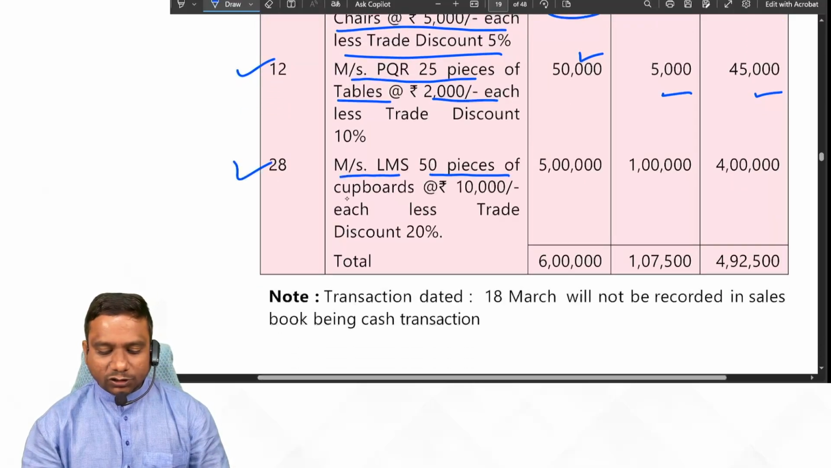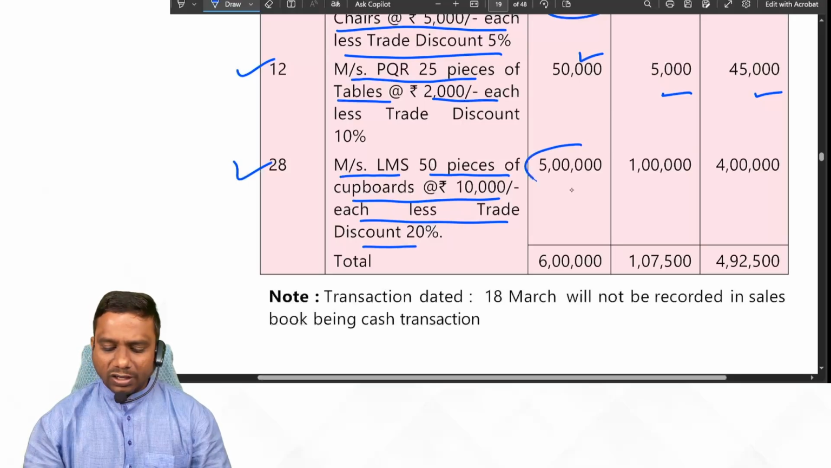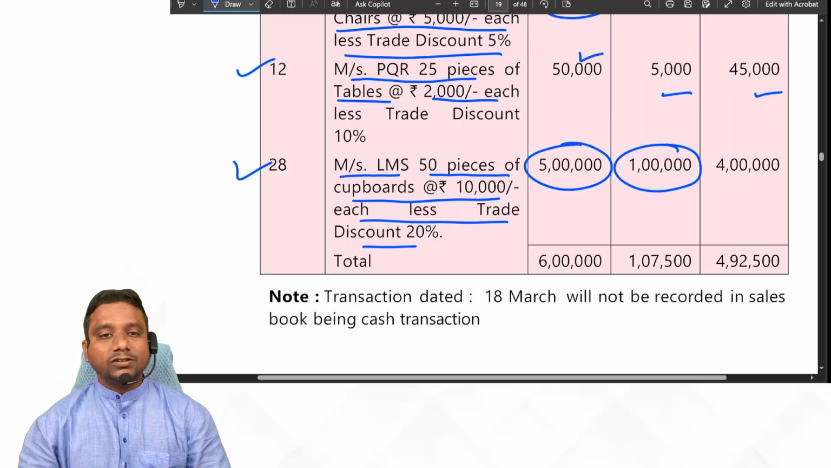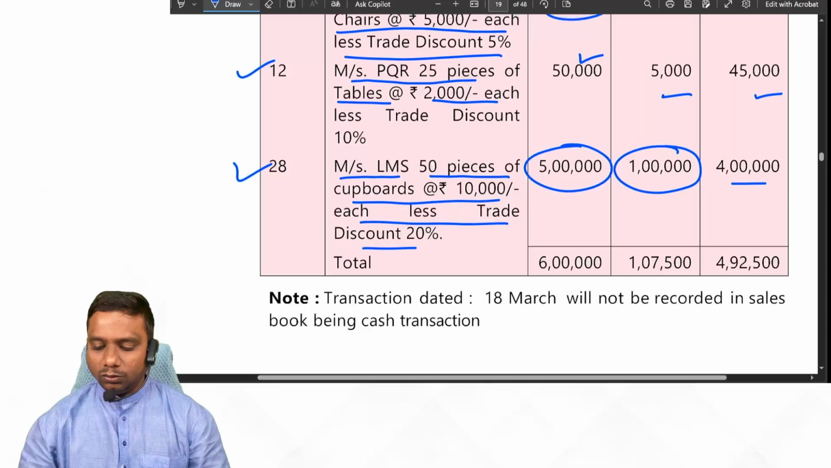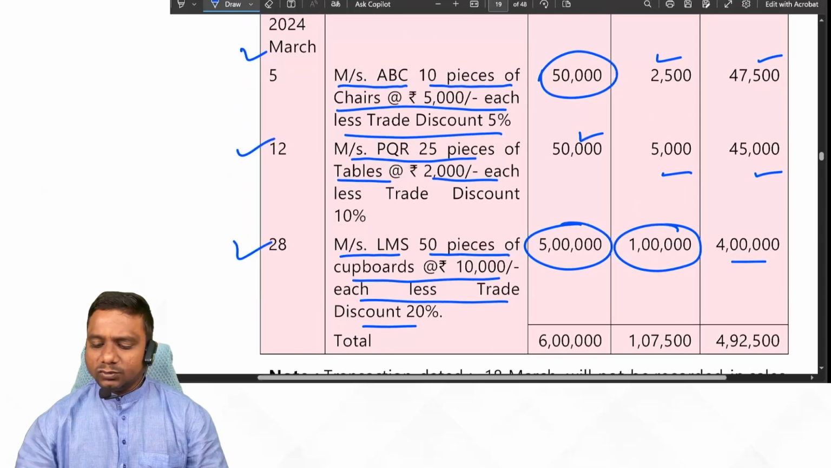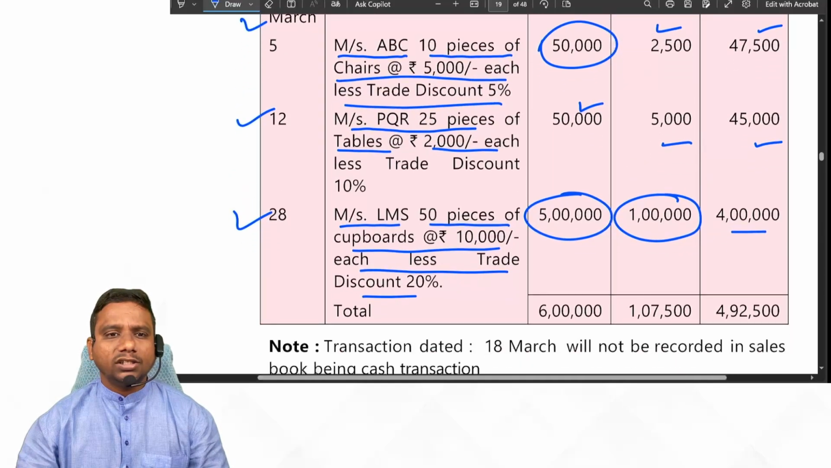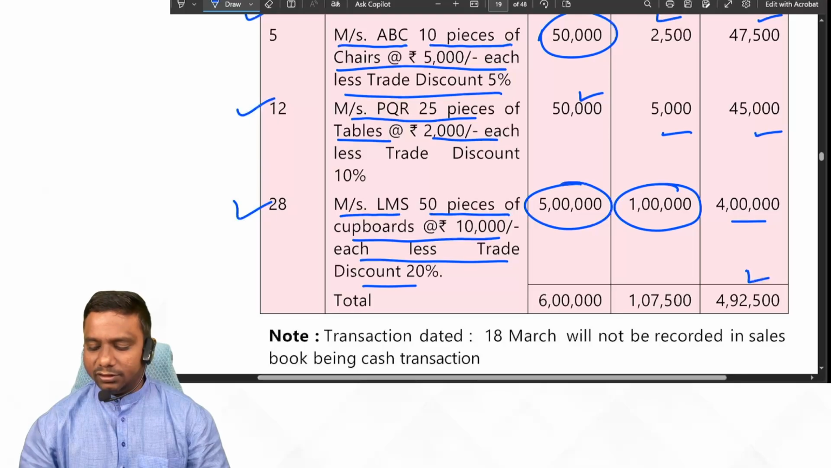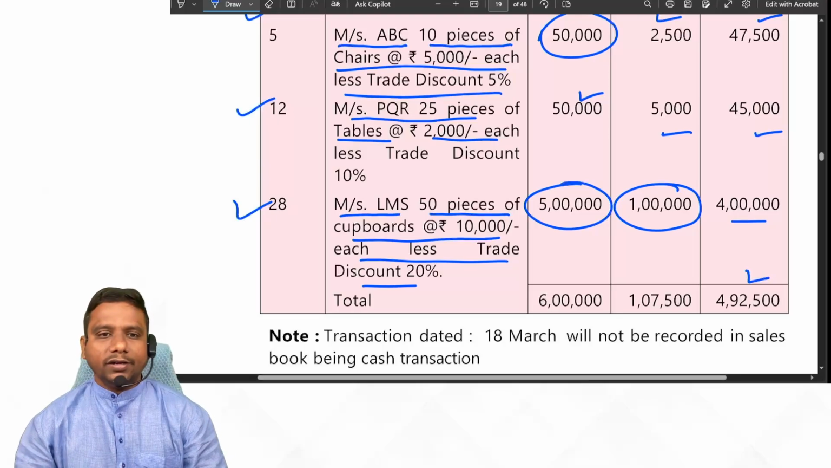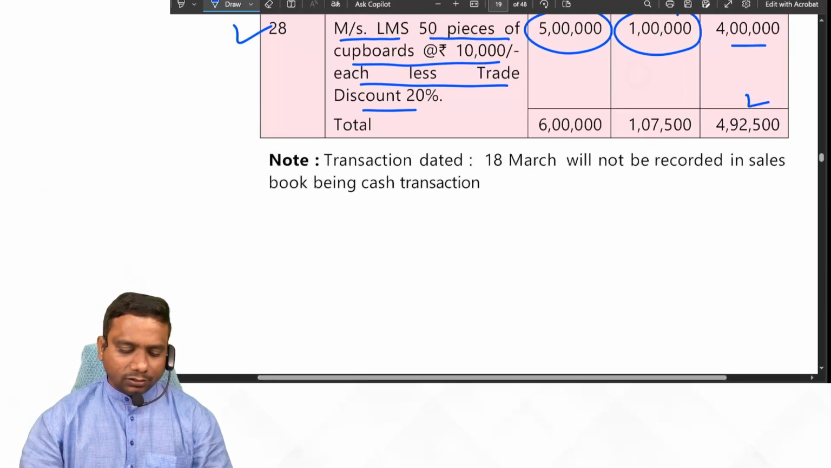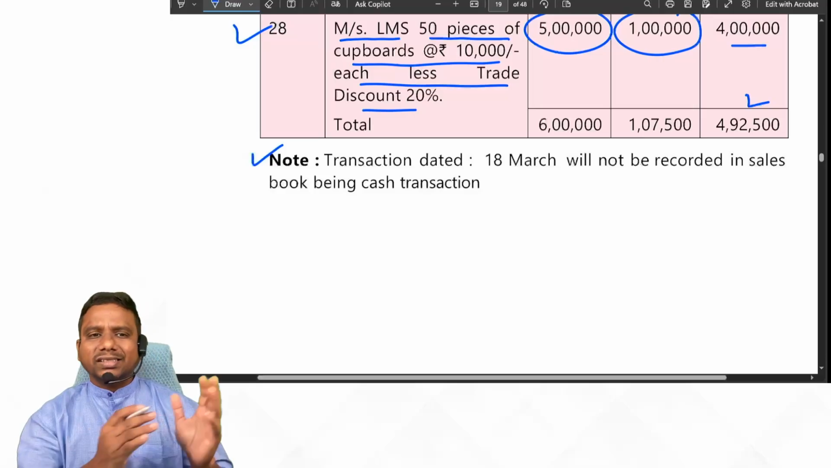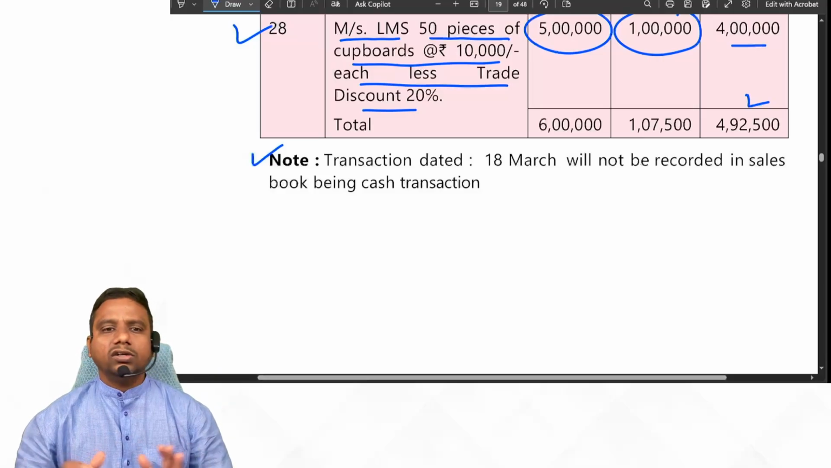50 pieces of cupboards at 10,000, less trade discount 20%. Gross amount is how much? 5 lakhs. Trade discount 1 lakh. Net amount 4 lakhs. Now look at the total amount: 4 lakhs plus 45,000 plus 47,500. Total 4 lakh 92,500. Now here we have to write a note that the transaction dated on 18th March is not recorded in this book.